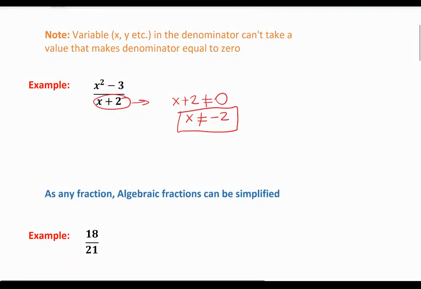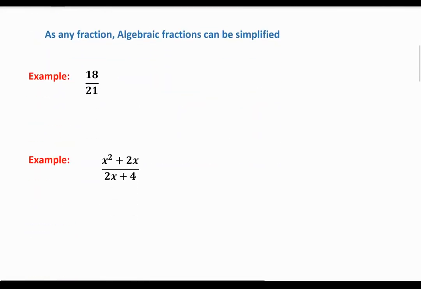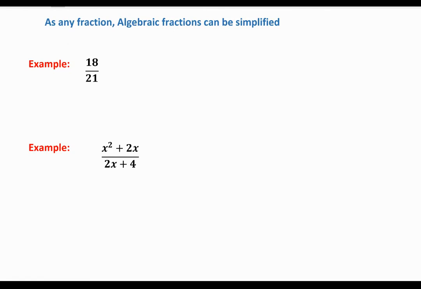Okay, so as with any fraction, algebraic fractions can be simplified. Let's say we have 18 over 21. We can write 18 as 3 multiplied by 6, and we can write 21 as 3 multiplied by 7. Then we can simplify these 3's and we have only 6 over 7. So we simplified this fraction.